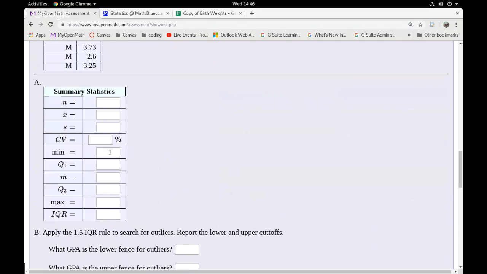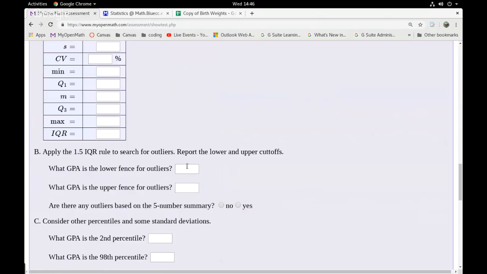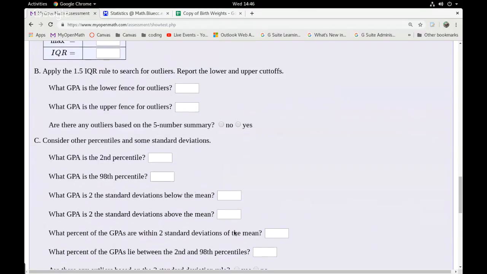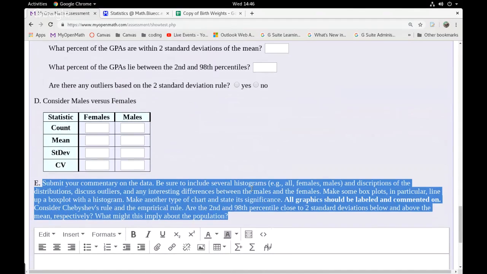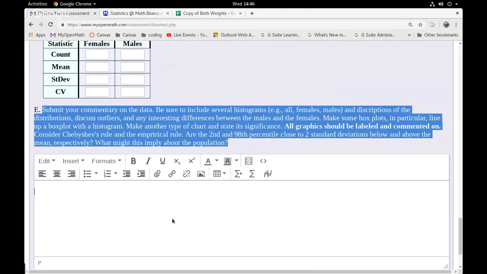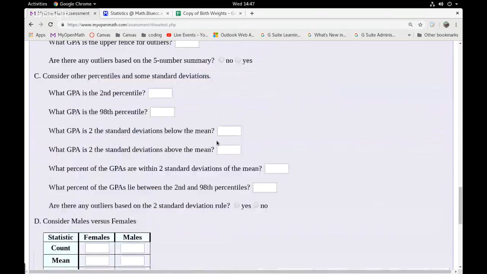And here are some of the summary statistics I expect you to calculate. So you're going to calculate them and plug them in. You're going to search for outliers in a couple of different ways, and then compare the males to the females, and then read through this paragraph. Then you're going to write about what you saw in the data and include some graphics. If you wish, you could have a link to a Google Doc, or you could type everything up in here and upload images in here of your graphics. All graphics should be labeled well and commented on in your writing. If you have any questions, get in touch with me.